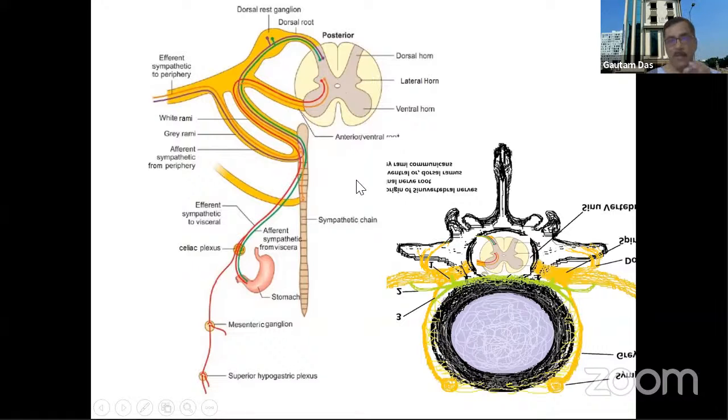So keeping these things in our mind, I'll now concentrate on the disc innervation. First of all, as I told, the disc innervation is by the sympathetic nerve.